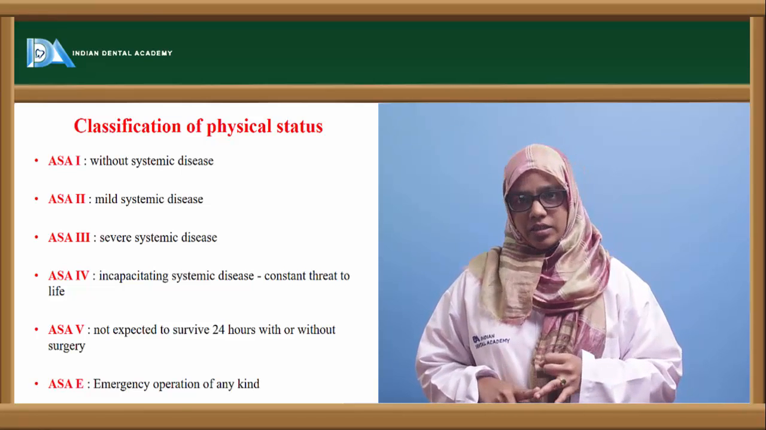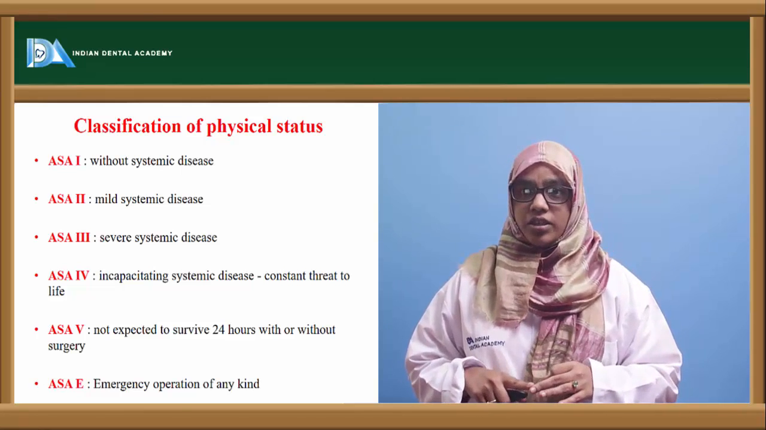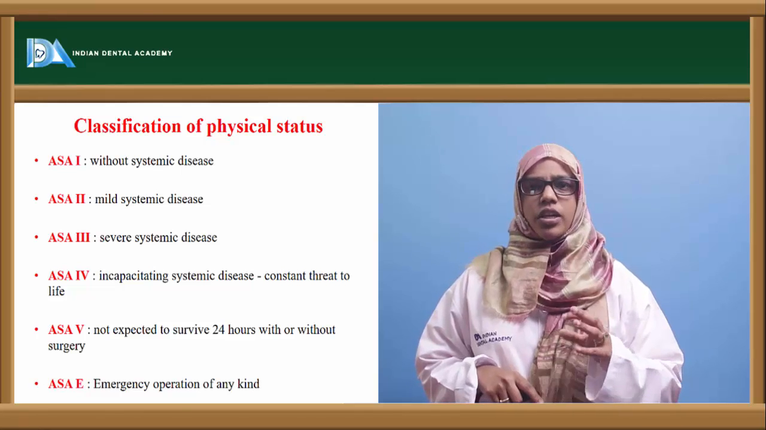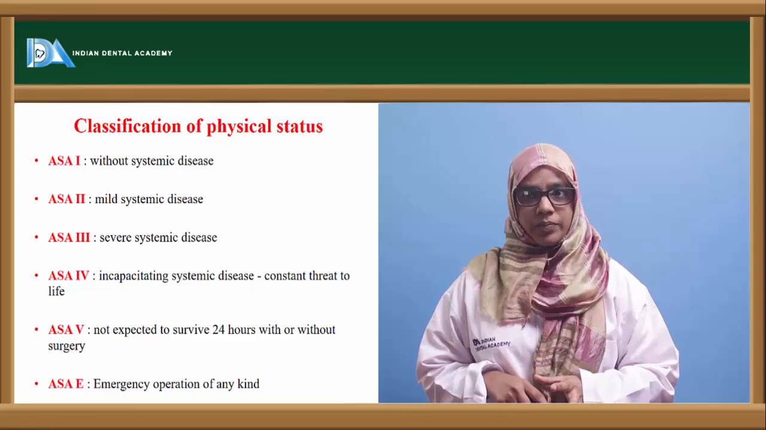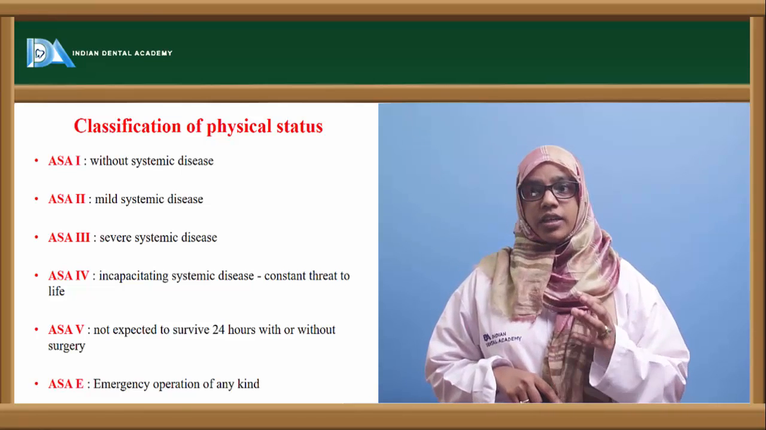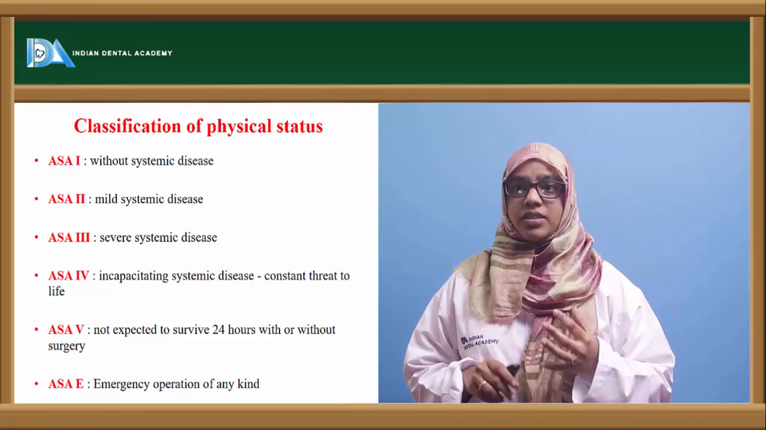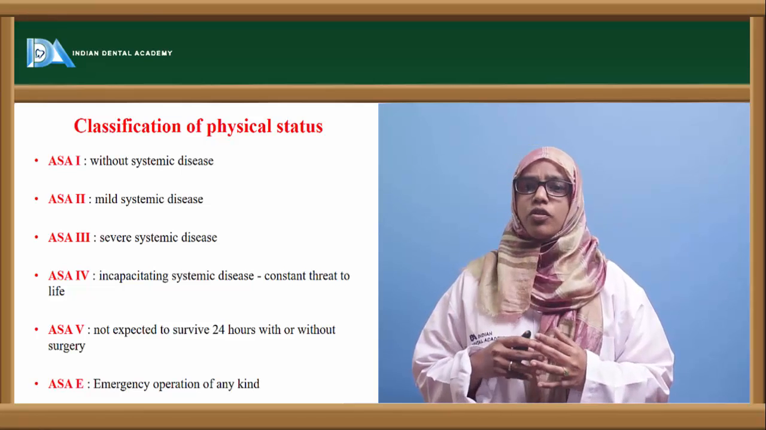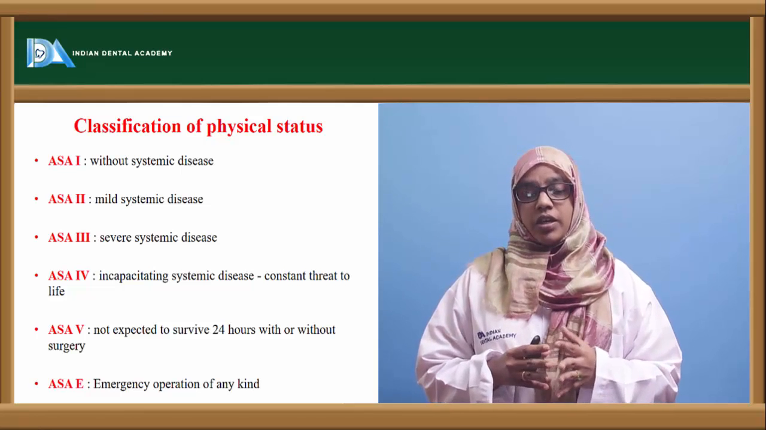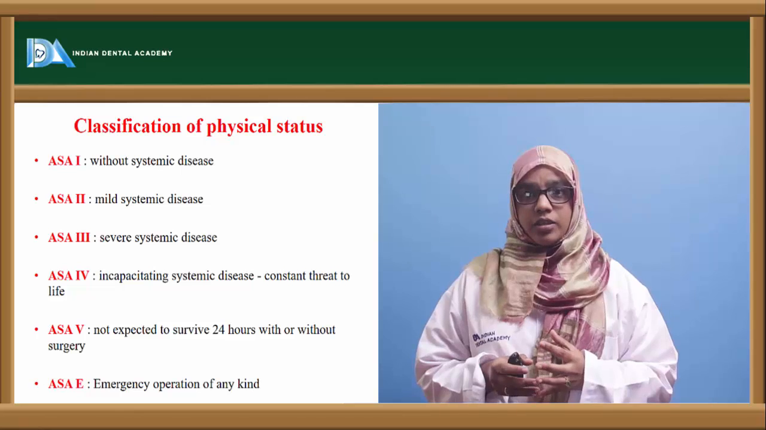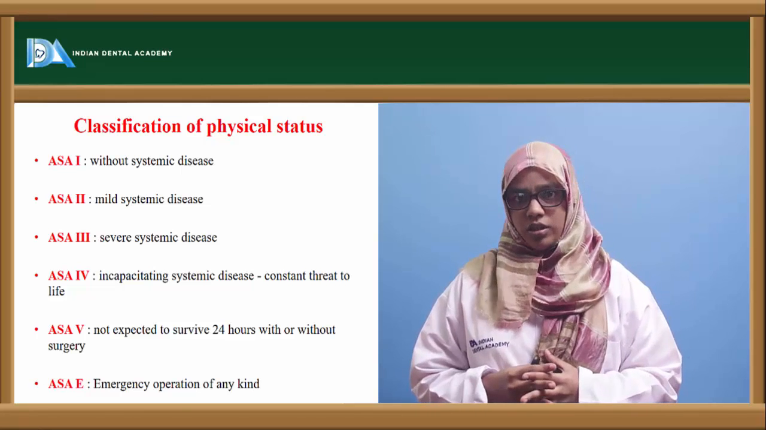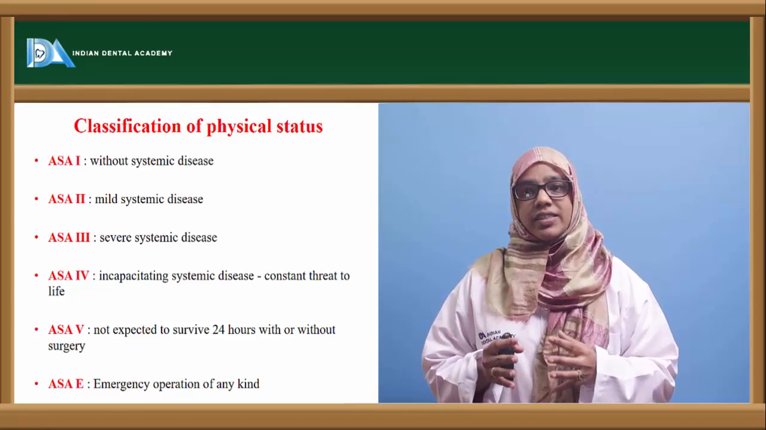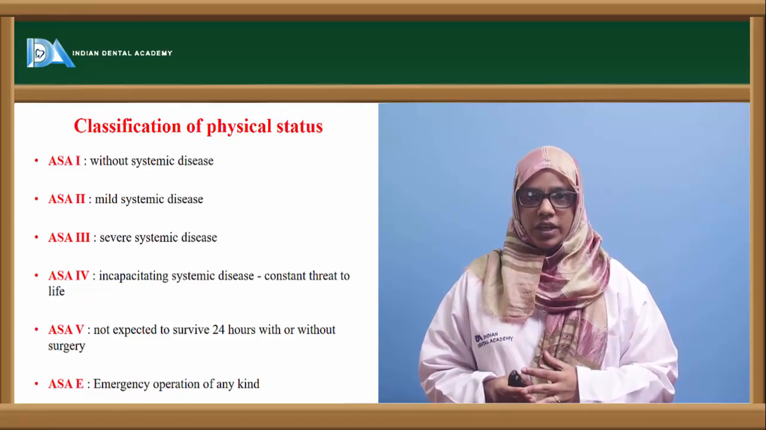ASA2 is mild systemic disease. ASA3 is severe systemic disease, but it is not incapacitating. It is limiting the activity, but it is not incapacitating. ASA4 is severe systemic disease that is incapacitating and the patient is under constant threat to life. Then ASA5 is a patient who is not expected to survive more than 24 hours if they do not undergo surgery. ASAE is an emergency procedure of any kind.